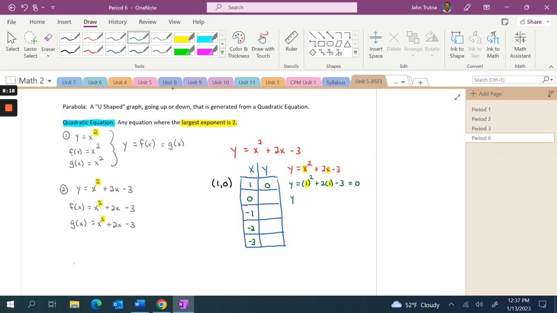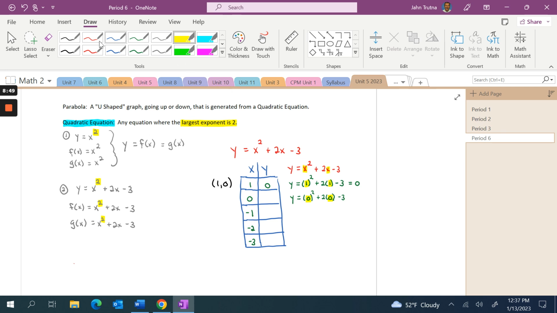So I'm going to take my equation, but instead of everywhere there's an x, instead of writing x, I'm going to substitute the number 0, which is my x value from my table. So my equation is going to be y equals 0 to the second power plus 2 times 0 minus 3. Once again, you can see that everywhere where there used to be an x in my equation, the two places there used to be an x, I substituted a 0.